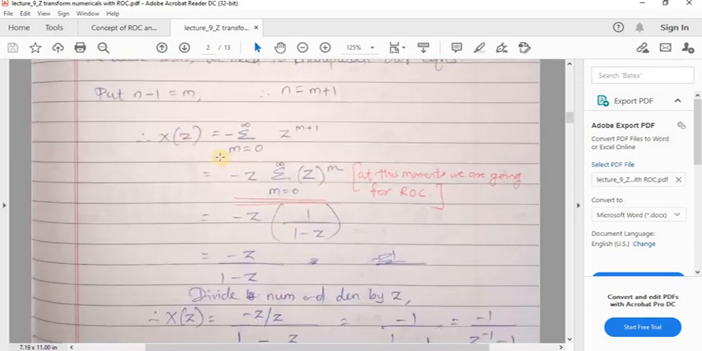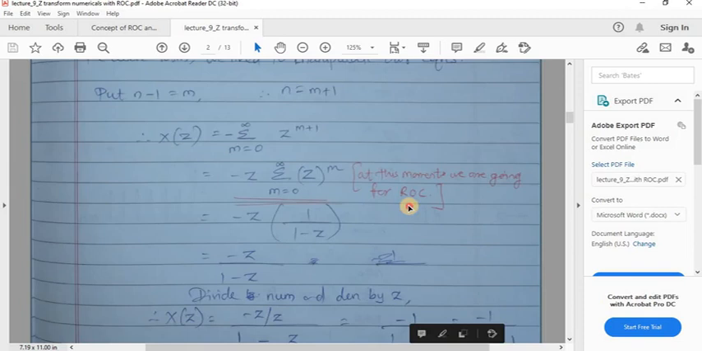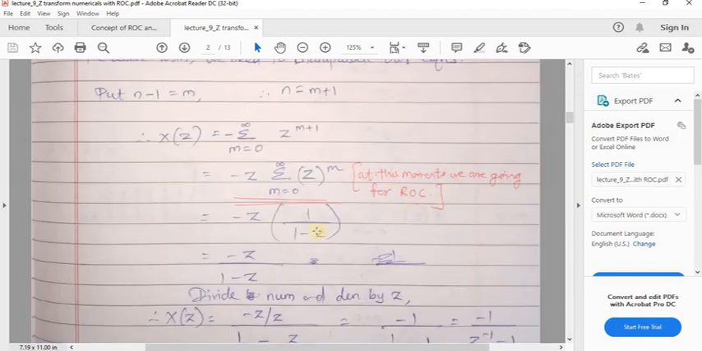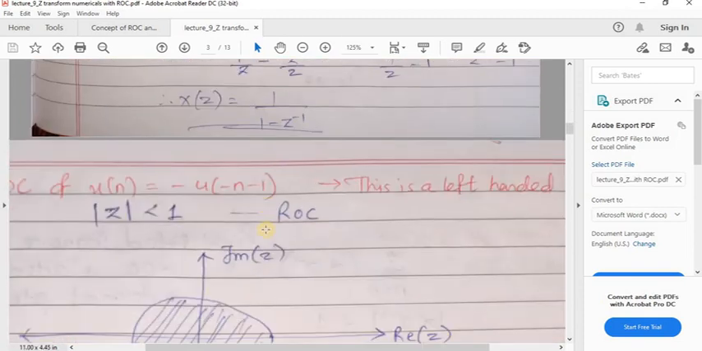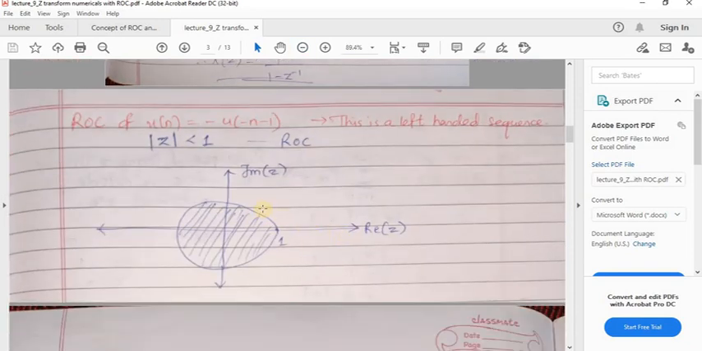This is the point at which we have to find out ROC. Okay, this is the moment we are going to find out ROC. So now how to find out ROC? Simple, eh?